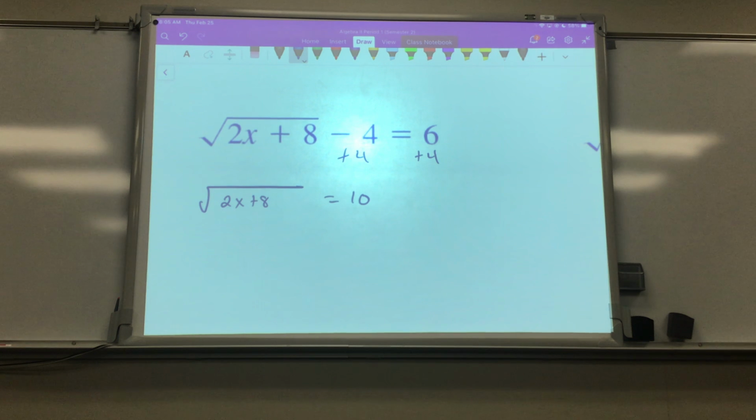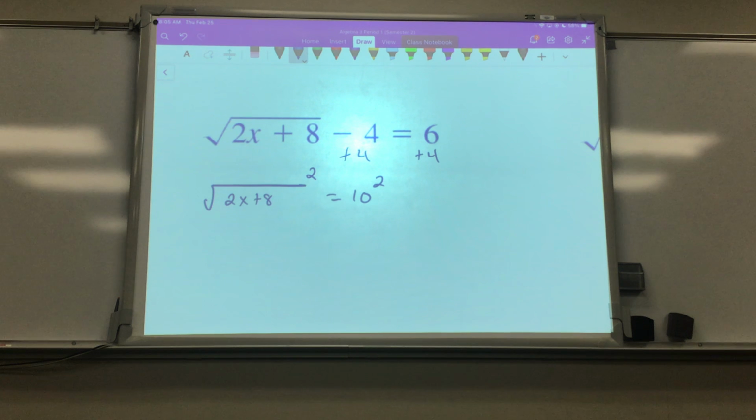Drew, how do I undo a square root? I don't know. Aiden, can you help him out? I'm saying it within square root, the opposite of square rooting is square. Okay, so I've got to square both sides, because then that's going to get rid of the square root. And I'm just left with that 2x plus 8 equals 10 squared, which is 100.